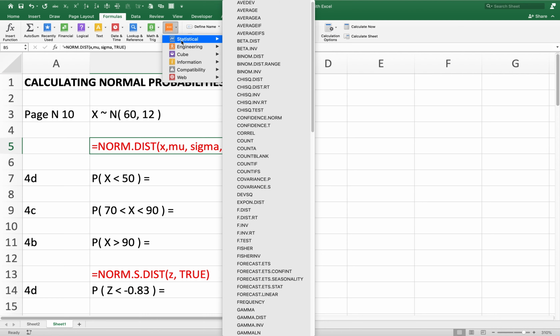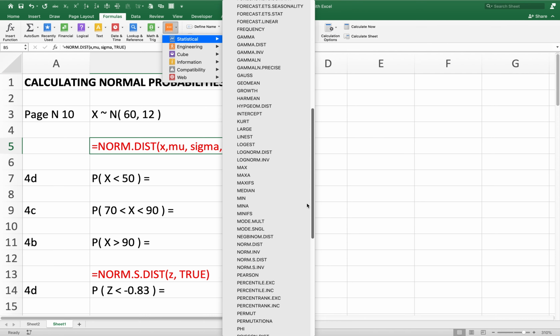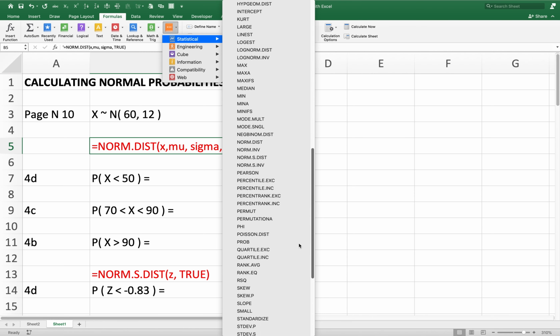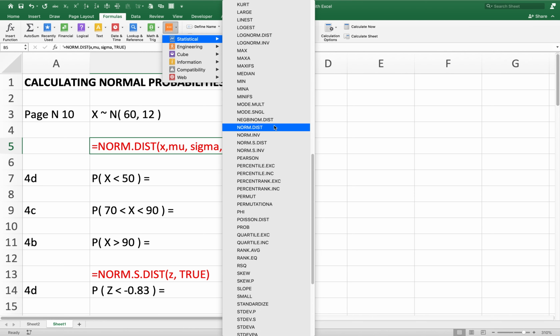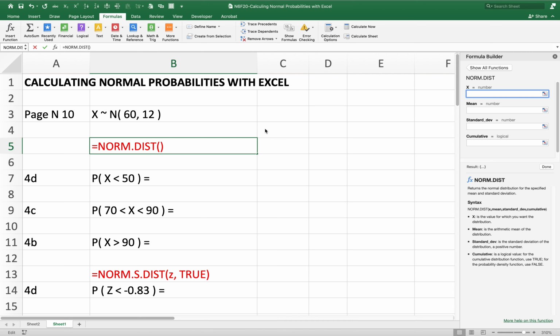Under Statistical, you'll see there's a whole bunch of really good stuff. In particular, down here, we've got some norm functions. We're going to take a look at the NORM.DIST function and the NORM.INV function. But here's the one that we're going to start with, the NORM.DIST function.